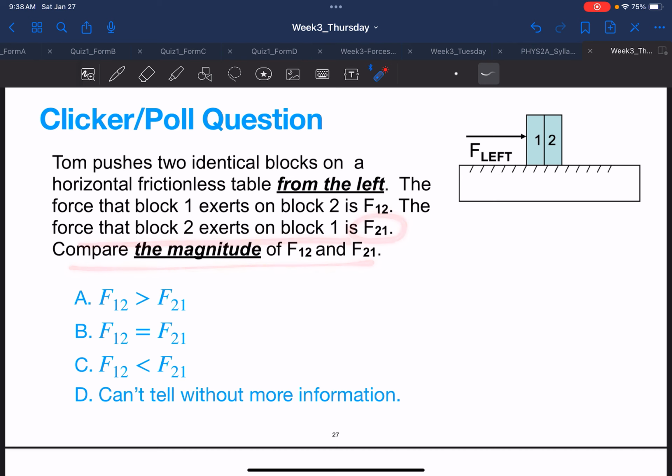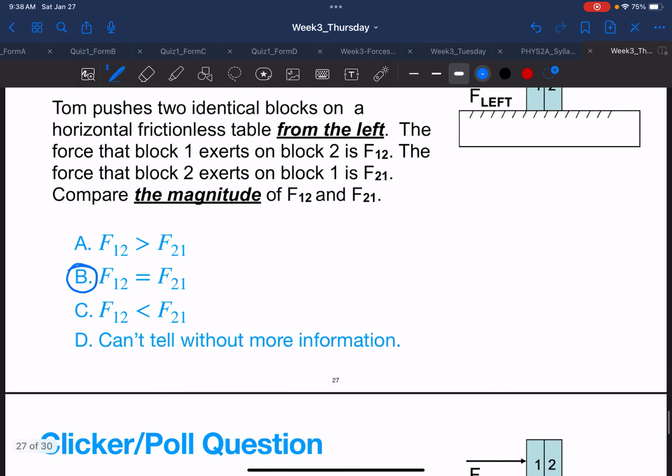Compare their magnitude. Well, we know F12 and F21 are a Newton's third law pair, because block 1 exerting on 2 and 2 exerting on 1 are the contact force between these two blocks. So according to Newton's third law, we know that the magnitudes of these forces are going to be equal.